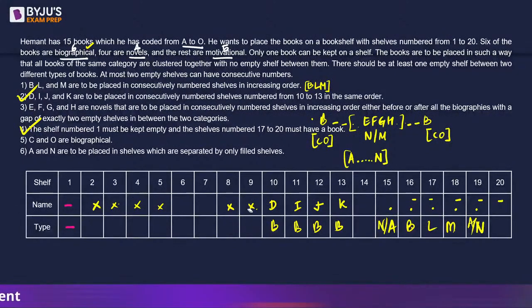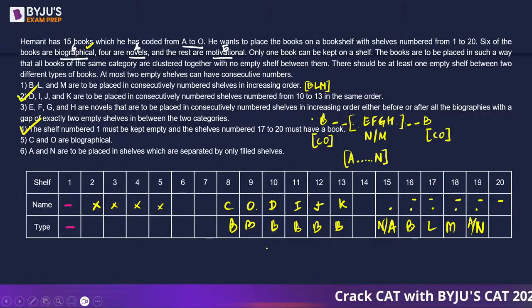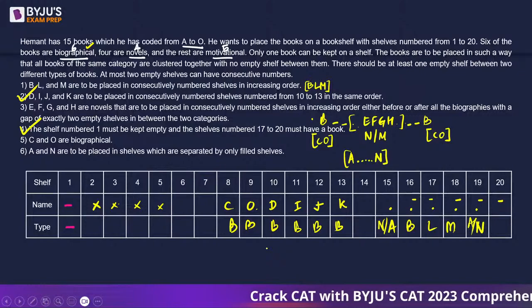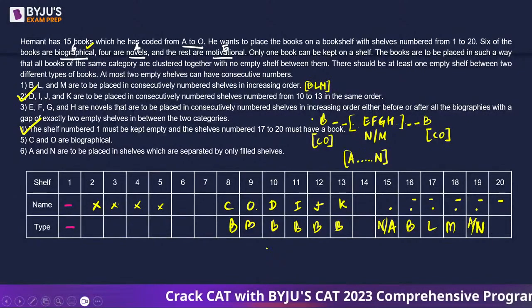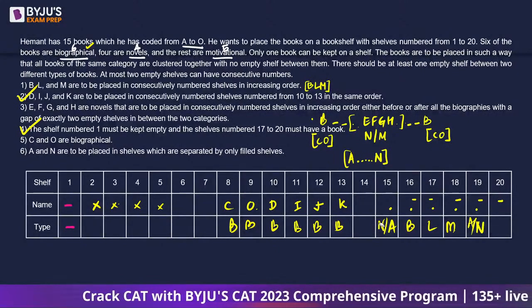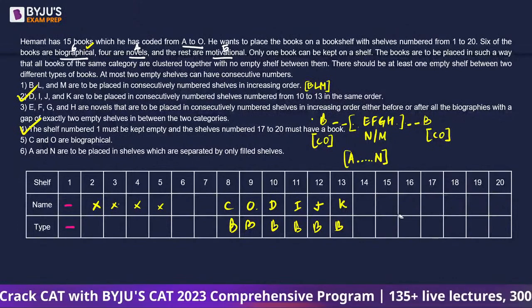So CO इधर की जगह इधर लिख देना चाहिए in case. So these two are biographies. So we have 6 biographies, we have got 5 motivational at the end, and we have got 4 novels at the beginning, right? So this is one possibility. What is the other possibility that we can have?